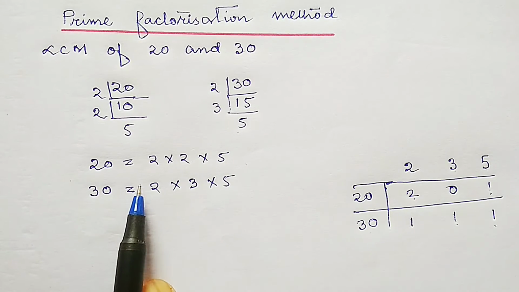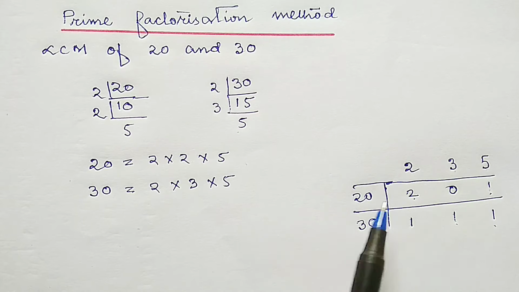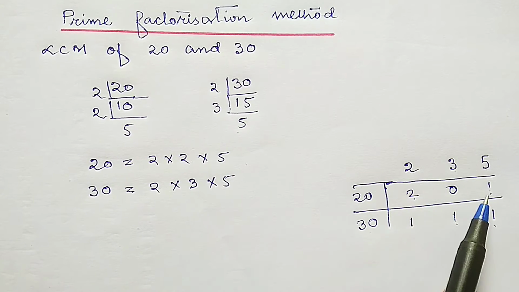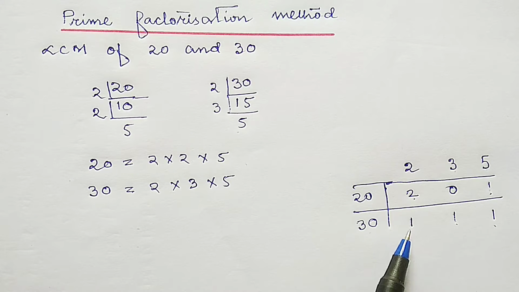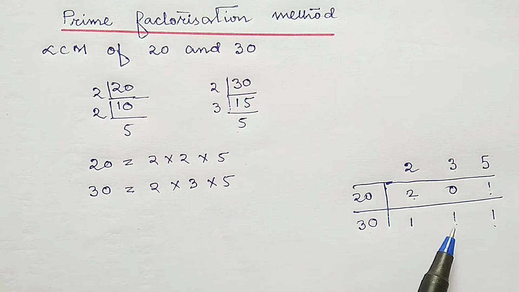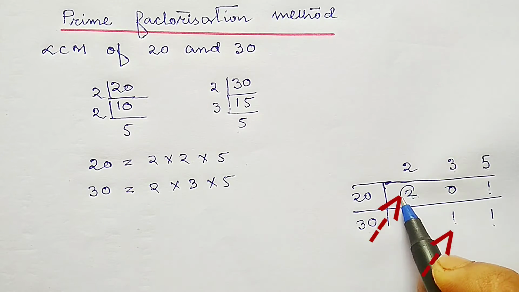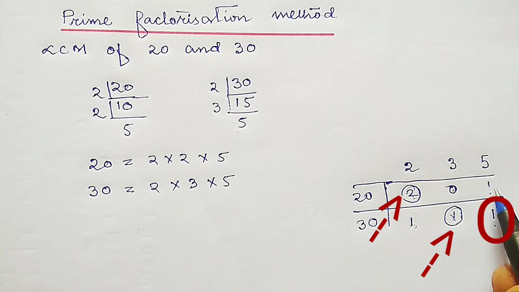You can see here, in the case of 20, 2 appears twice. 3 is not there, I have written 0. 5 is once, I have written 1. In the case of 30, 2 is once only, I have written 1. 3 is once, again I have written 1. 5 also 1. Now out of these two, which is bigger? This is the bigger number. Out of these two, which is bigger? This is bigger. Out of these two, both are the same, you can consider anyone.